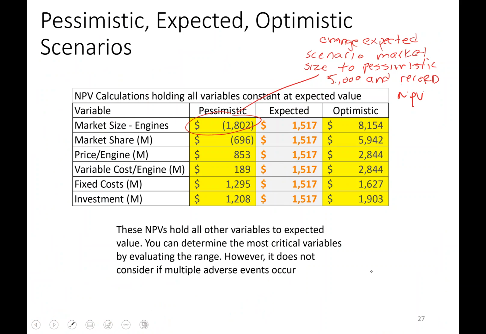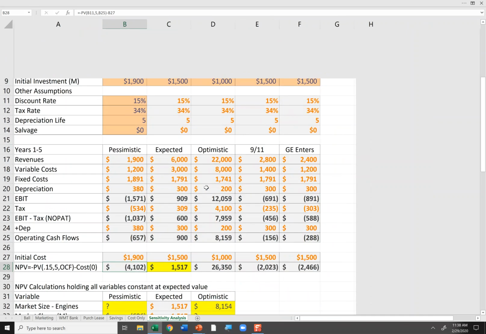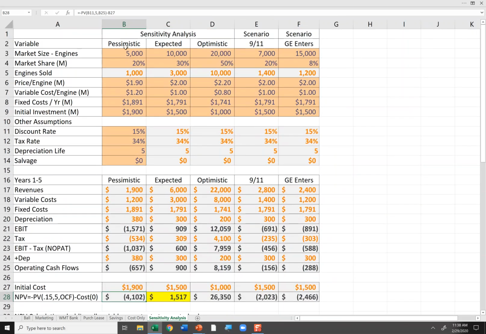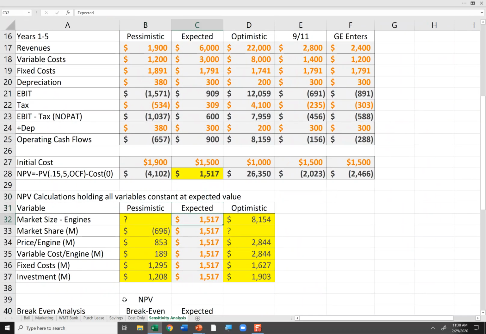Now the next thing we want to do is some scenarios related to one variable at a time. These two scenarios here, pessimistic and optimistic, change every variable to the downside, or every variable to the upside. So it's really even hard to think about the probability of the optimistic scenario. Is everything going right or everything going wrong? A more reasonable way to do sensitivity analysis would be to build this table. Here's my expected NPV, always 1517.